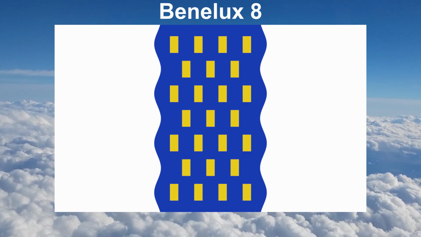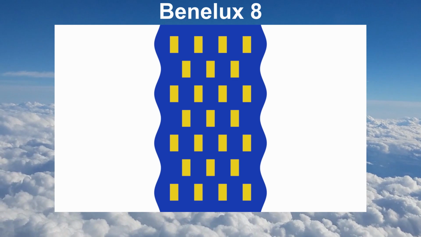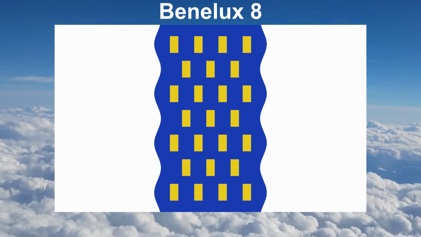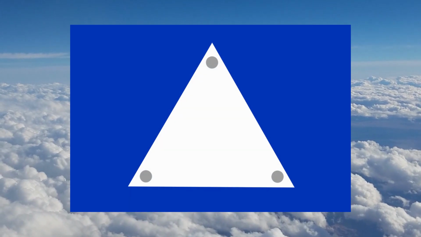Furthermore, the overall color palette is distinct from the national flags of the Netherlands, Belgium, and Luxembourg so as not to show favoritism towards any of the nations, and so that it would not get lost when flown alongside the national flags during official meetings. Next up is entry 9.